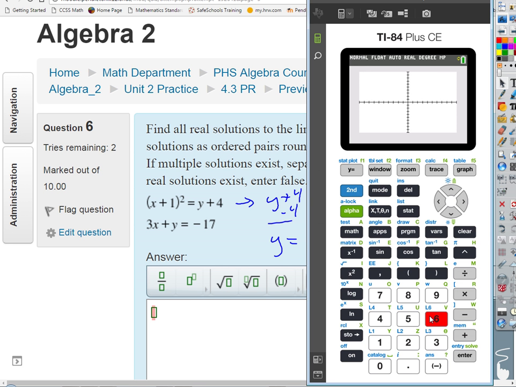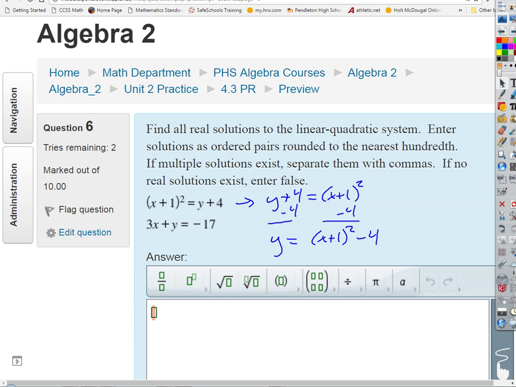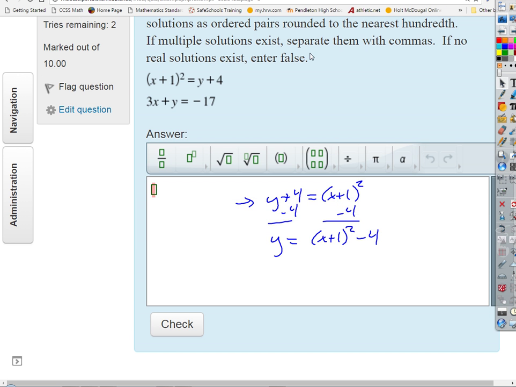And so what do we see? Well, the line never intersects the parabola, and so the answer is false.